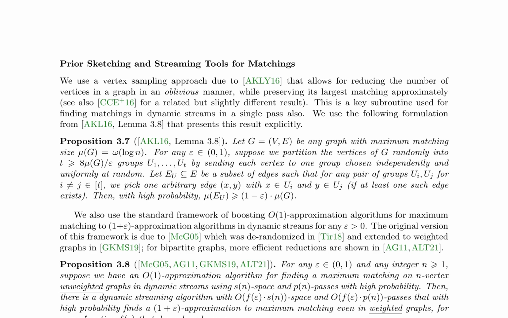The paper discusses various techniques for sketching and streaming tools in graphs, focusing on vertex sampling approaches to reduce the number of vertices while preserving the largest matching approximately. This method is crucial for finding matchings in dynamic streams in a single pass. The boosting framework is also discussed, which improves O(1)-approximation algorithms to (1+ε)-approximation algorithms in dynamic streams.